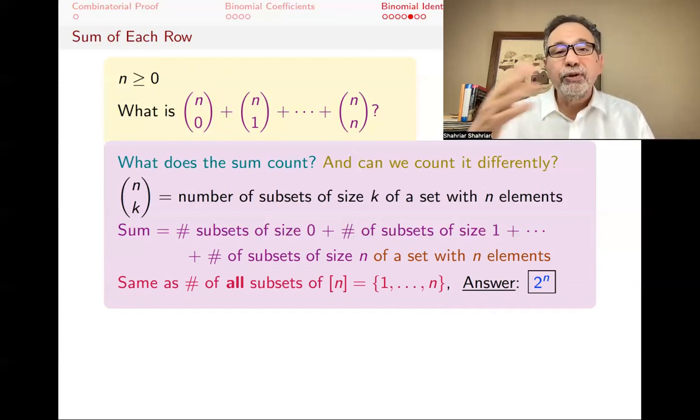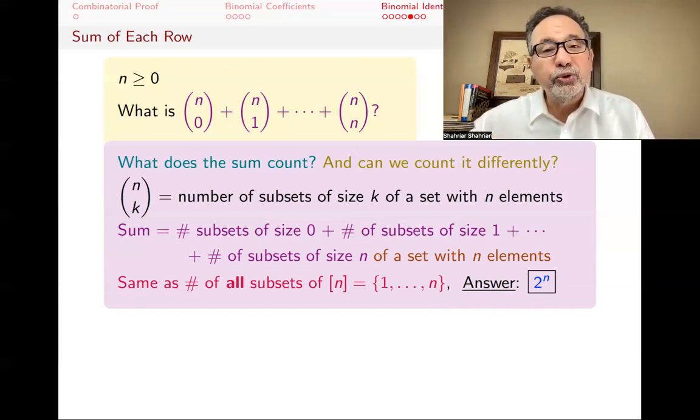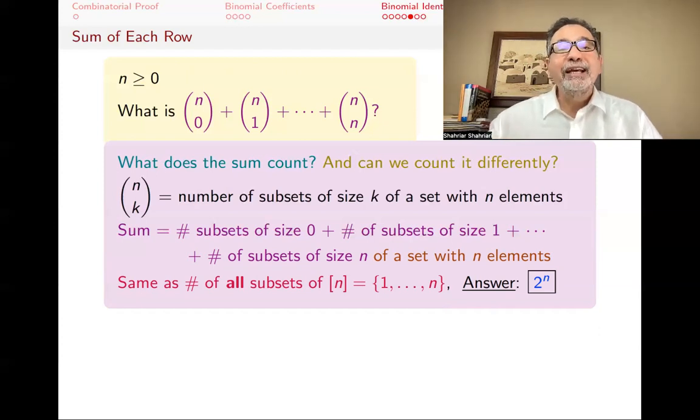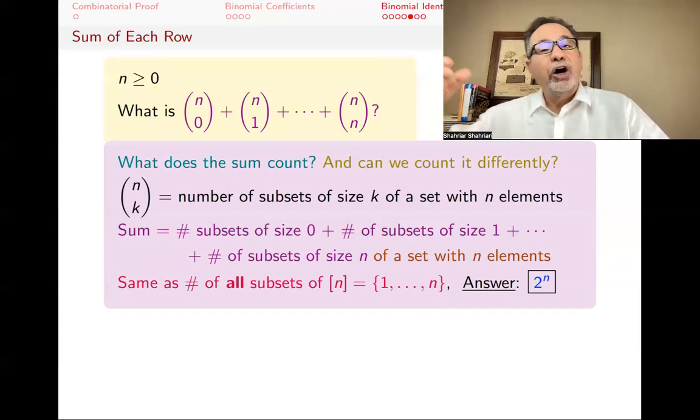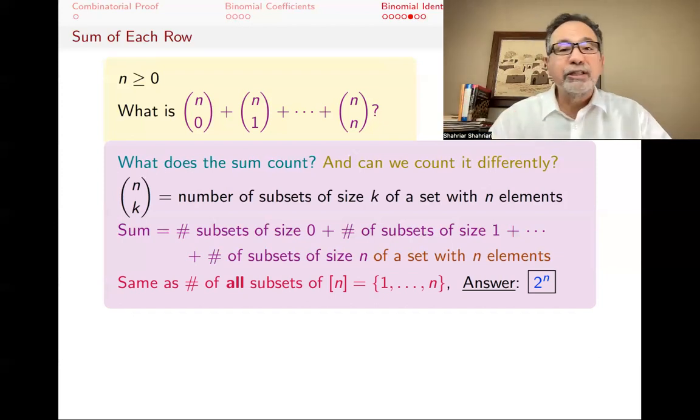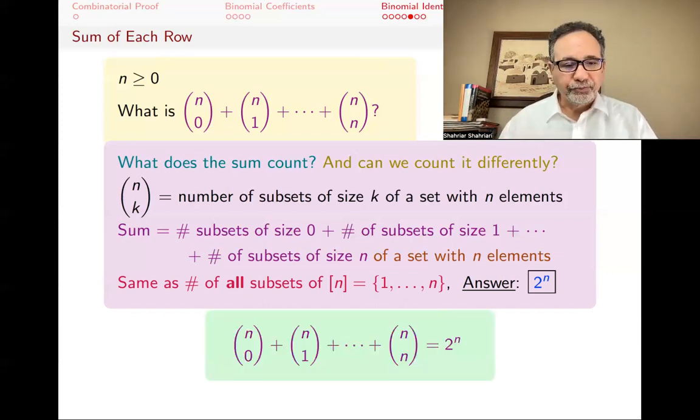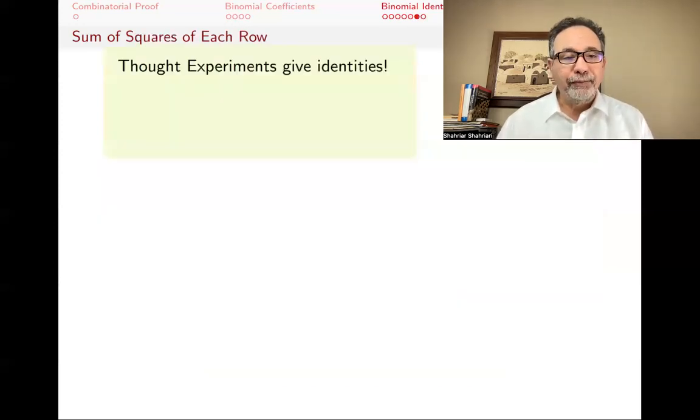You have 2 choices for 3, 2 choices for 4, all the way till 2 choices for n. So that's 2 times 2 times 2, all the way times 2, multiplication principle. If you're not familiar with that, watch my video on the multiplication principle. You get 2 times 2, n times, and that's 2 to the n. So we just proved that when you add the entries of one row, you get 2 to the n.